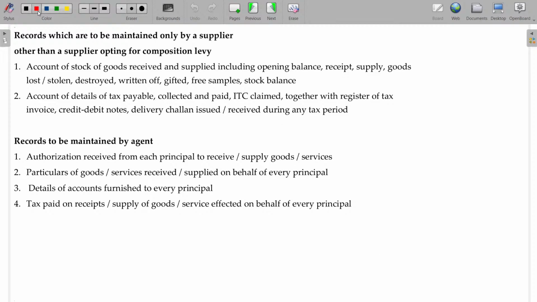Next, records which are to be maintained only by a supplier other than a supplier under the composition levy. If I am not under the composition levy, but I am a supplier: amount of stock of goods received and supplied, including opening balance, receipts, supply, goods lost, stolen, destroyed, written off, gifted, free samples, all these details he has to maintain. Amount of tax payable, collected, and ITC claimed, all these details. This is for the supplier. This is not applicable for the composition levy.